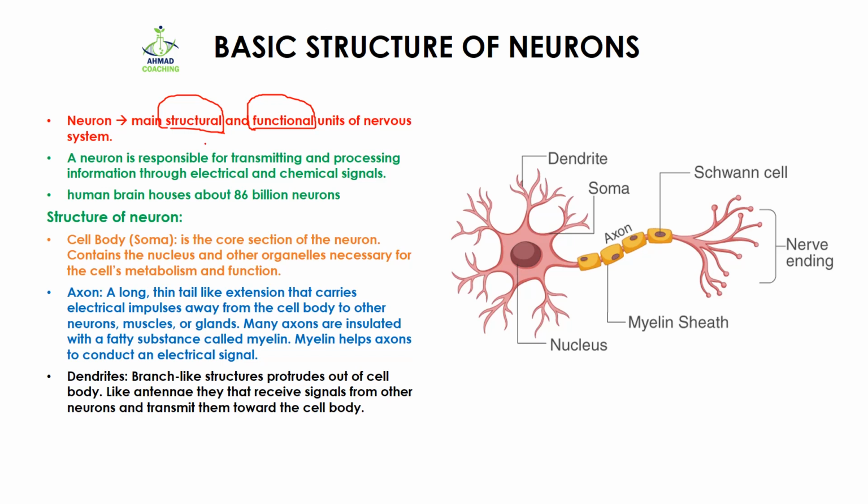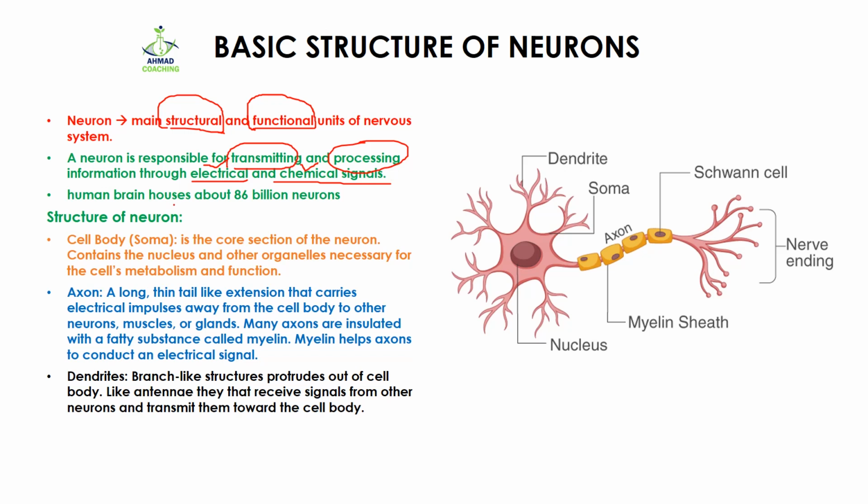A neuron is responsible for transmitting and processing information through electrical and chemical signals. It means that they are going to get the information through electrical or chemical signals. They will process the information to find out what actually is happening, what kind of information it is, and after processing, they will transmit that information to the next neuron or the muscles.